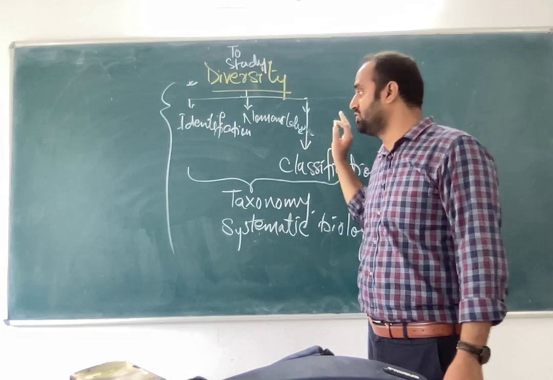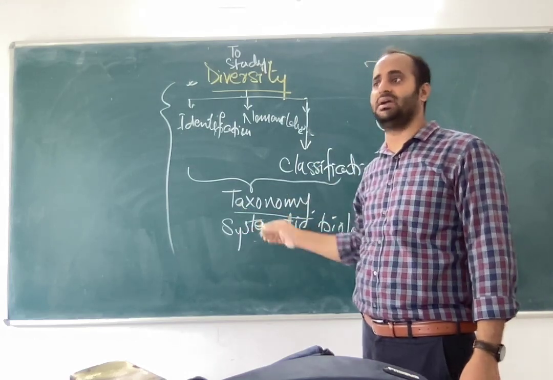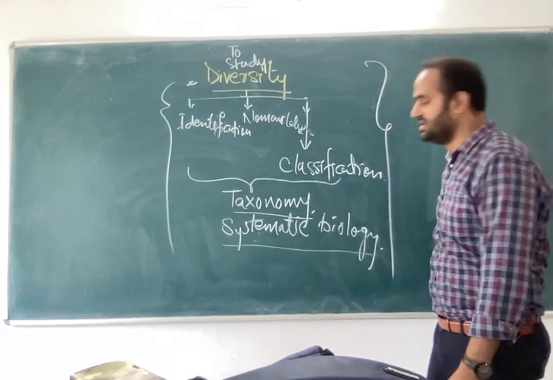Now, the whole idea is to study diversity, identification, nomenclature and classification; these three are required. Once you are doing this, you are actually doing taxonomy. And when doing taxonomy, it comes under a specific subject of biology, which we call systematic biology.